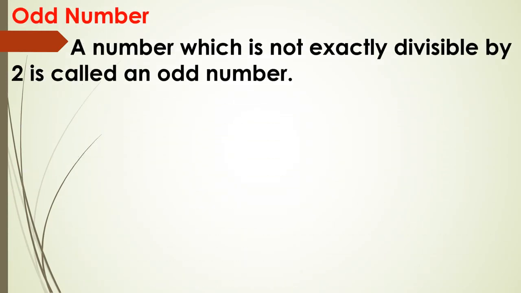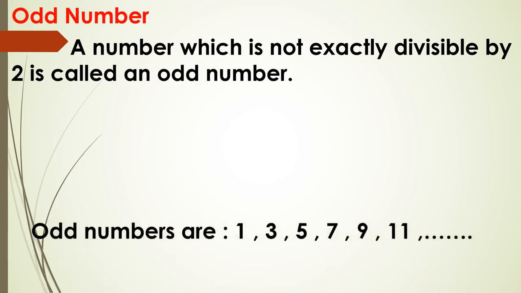Now see odd numbers. A number which is not exactly divisible by 2 is called an odd number. Many students think if a number divisible by 2 is even, then a number divisible by 3 is odd. But no students, this is wrong. A number which is not exactly divisible by 2 is called an odd number, in which when we divide by 2, a remainder is left. Those numbers are odd numbers.